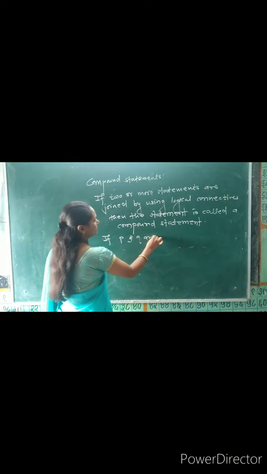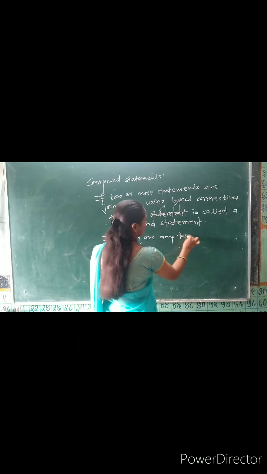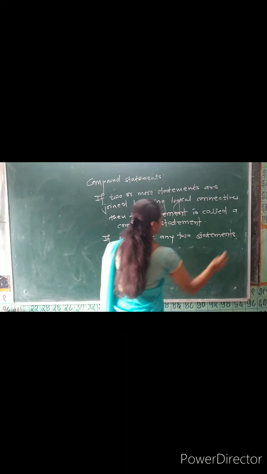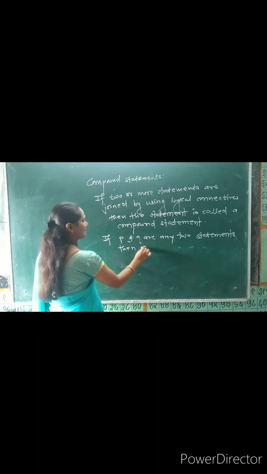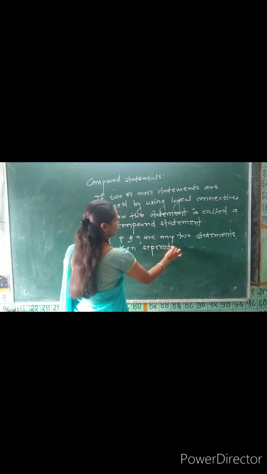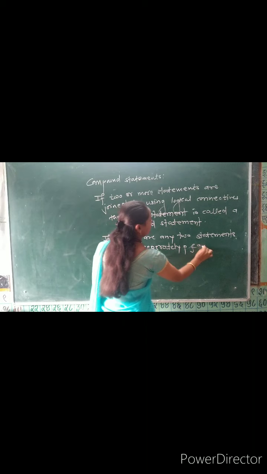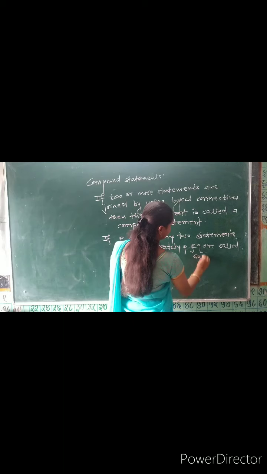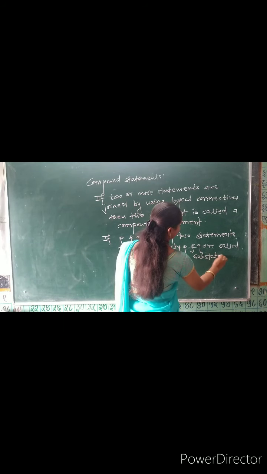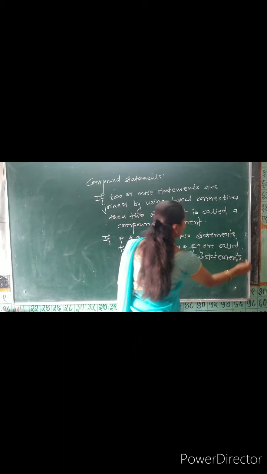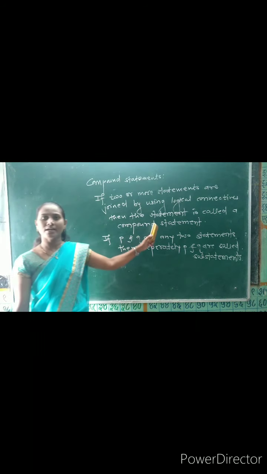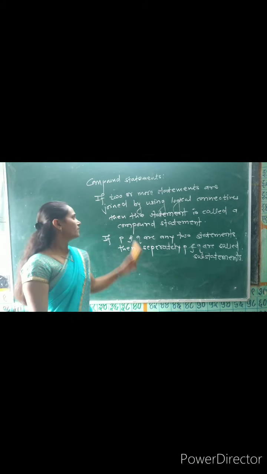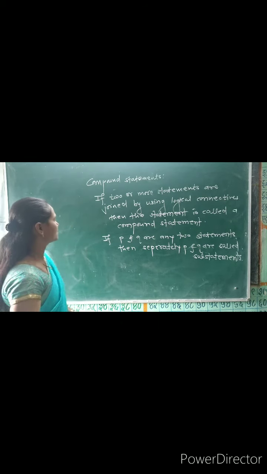if P and Q are any two statements, then separately P and Q are called sub-statements. And if these P and Q are joined by using any logical connective, then this statement is said to be a compound statement. Now we will first study our first connective, that is conjunction, and.